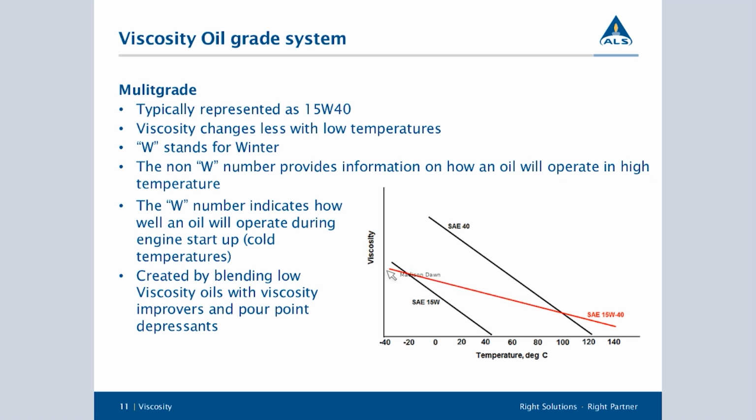And you see that we are being able to look at a much broader range of temperatures, and your viscosity index is a lot like the slope. The slope is much better, and you see it represented by the red line. The non-W will often provide how well an oil will operate in high temperatures, and so we're looking once again at this SAE 40. The W indicates how well that oil will operate during engine startups or cold temperatures, and that's that SAE 15. Once again, those are created by blending low viscosity oils with viscosity improvers or pour point depressants to create that multi-grade.